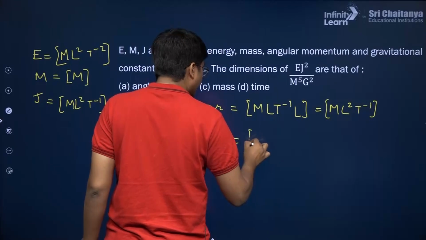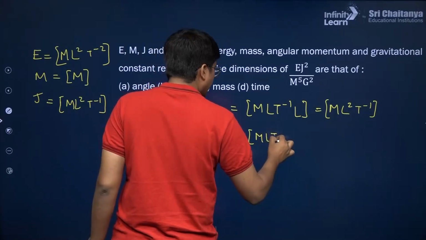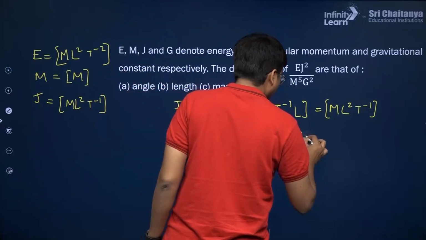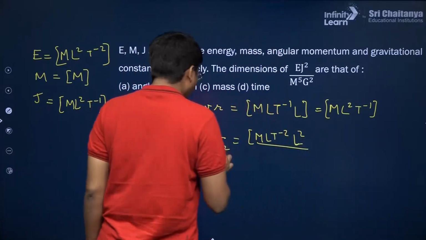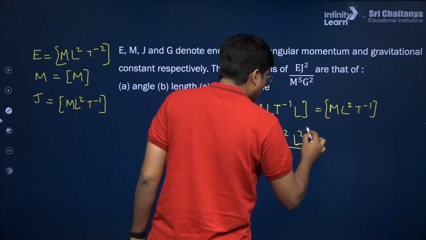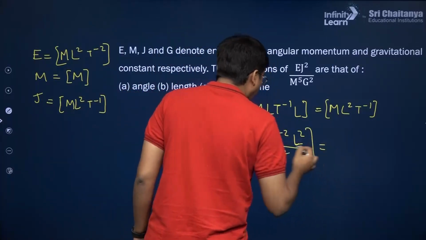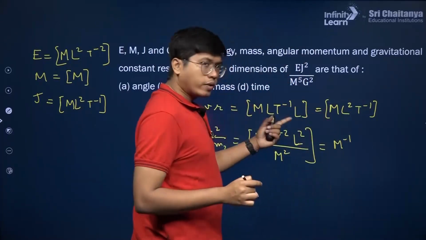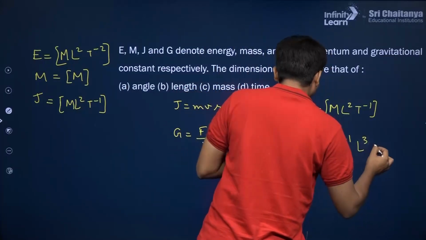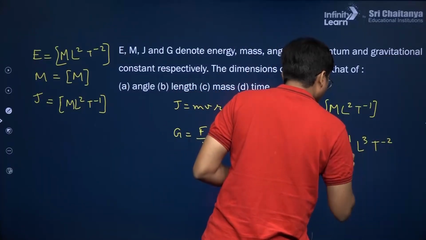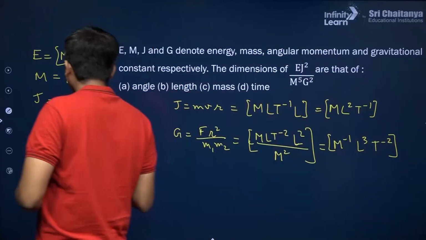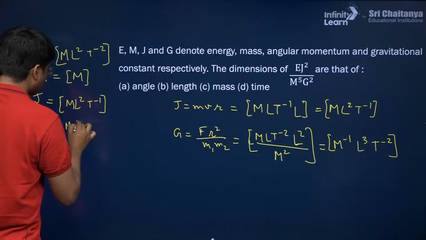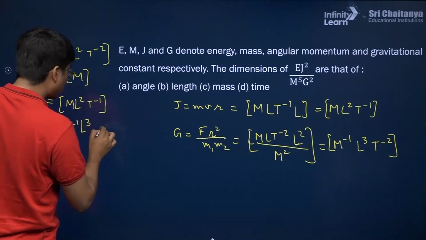For F, you have mLT⁻², that is the dimensions of force, into r², which means another L², divided by m², because there is mass into mass. So that gives me m to the power minus 1, L into L² is L³, and T to the power minus 2. So our dimensions for G are m⁻¹ L³ T⁻².